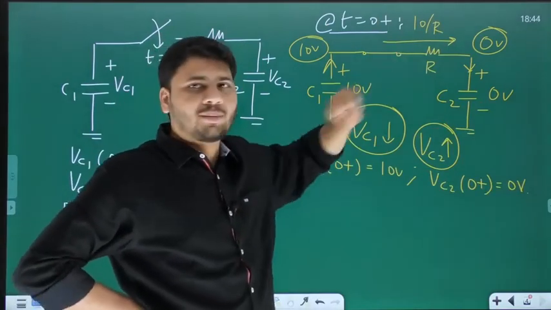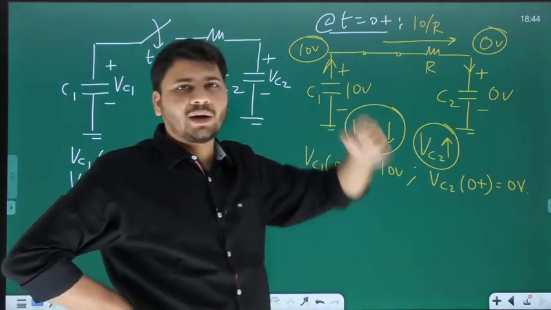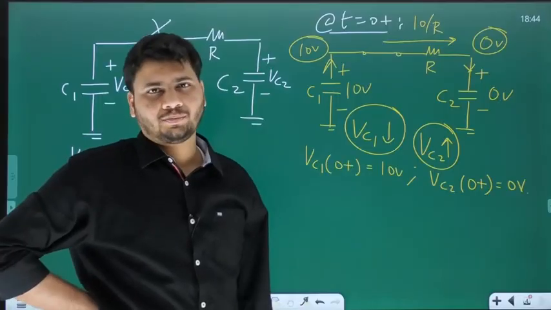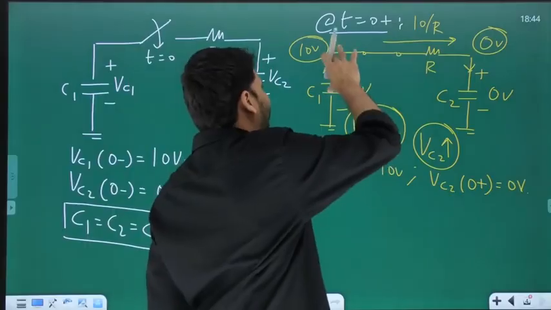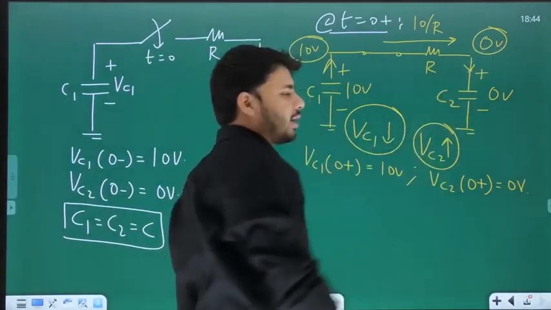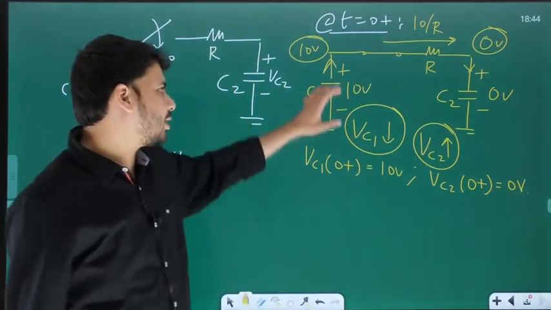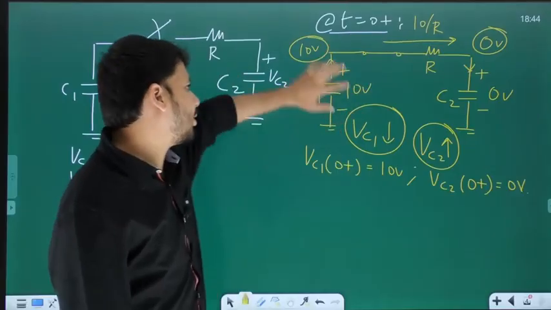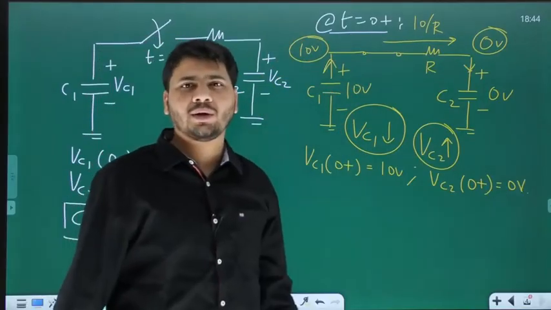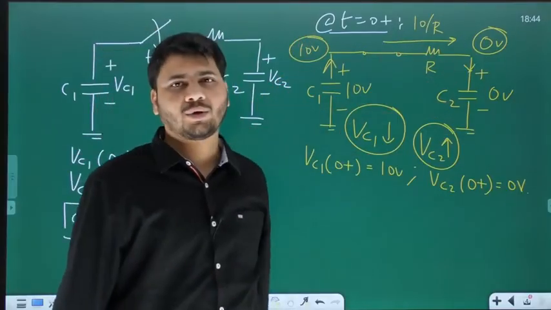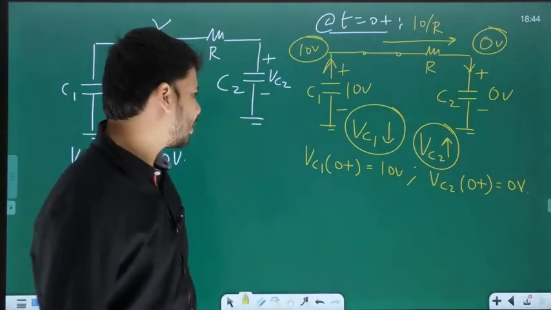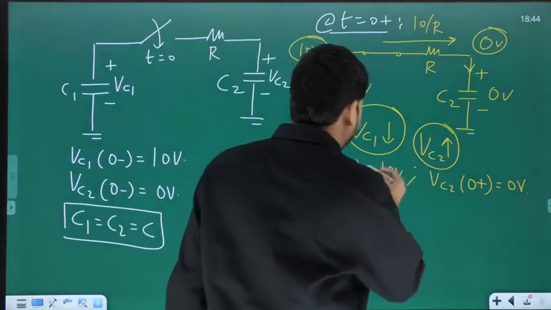When does the current through R become 0? When the voltage drop across R becomes 0. And when does the voltage drop across R become 0? Is it not when this voltage and this voltage become equal? In other words, current through R becomes 0 when both C1 and C2 are at the same voltage. In other words, VC1 should be equal to VC2. It is possible, right? Because VC1 initial is what?